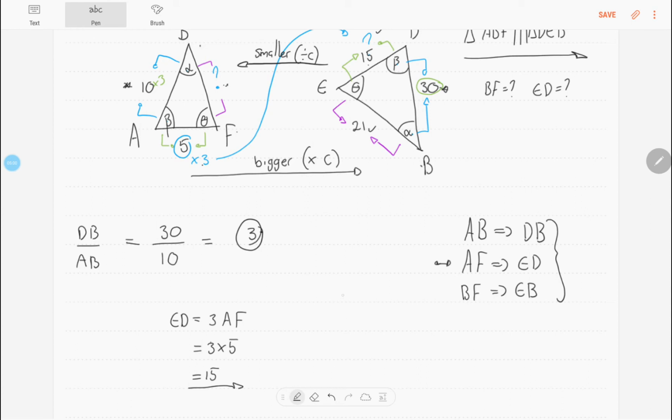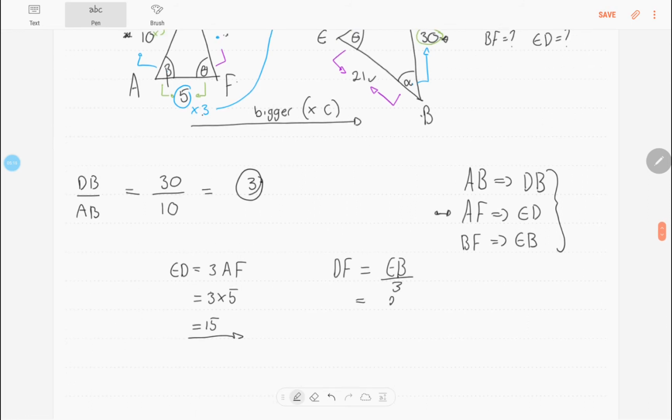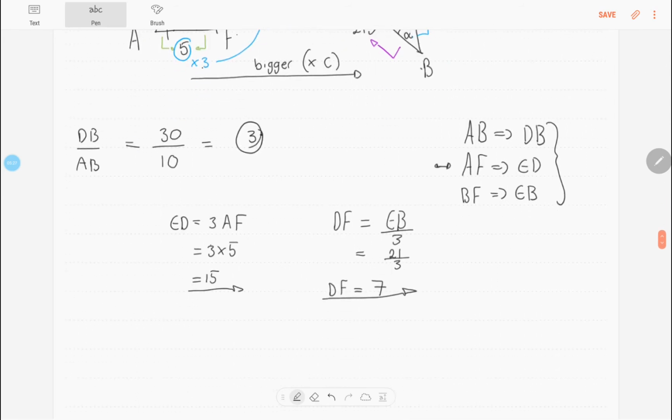Let's do it a different way rather. Let's say that DF, because that's what we're trying to find, is equal to EB divided by 3. EB in this case is 21. We divide that by 3, so DF is equal to 7. Cool beans. So that's just a bit of use of some proportion.